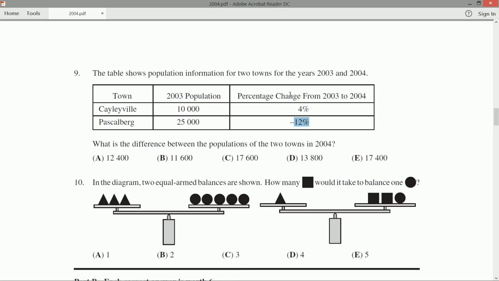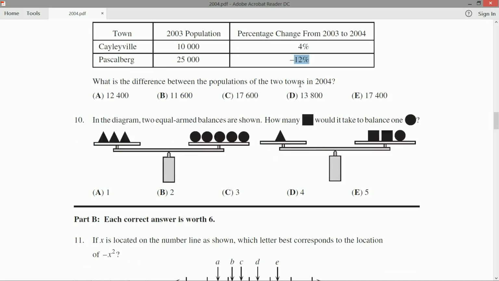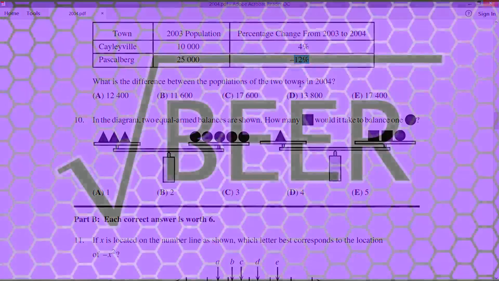Okay. And we've got one more question in part A. And that will be question number 10.